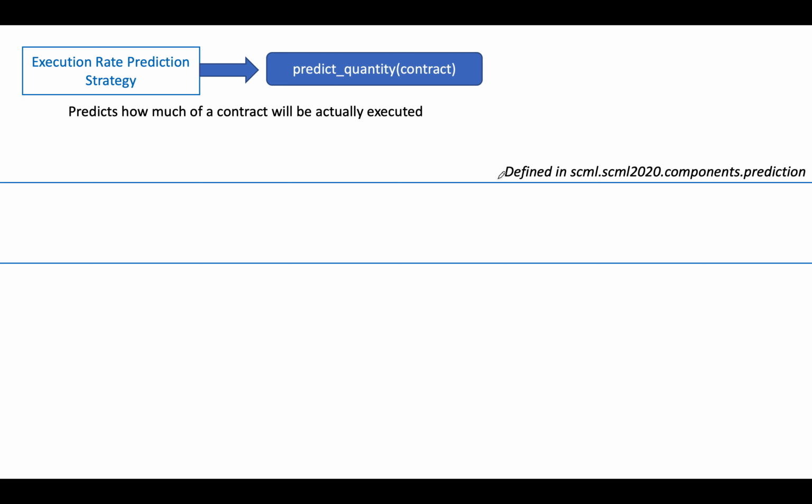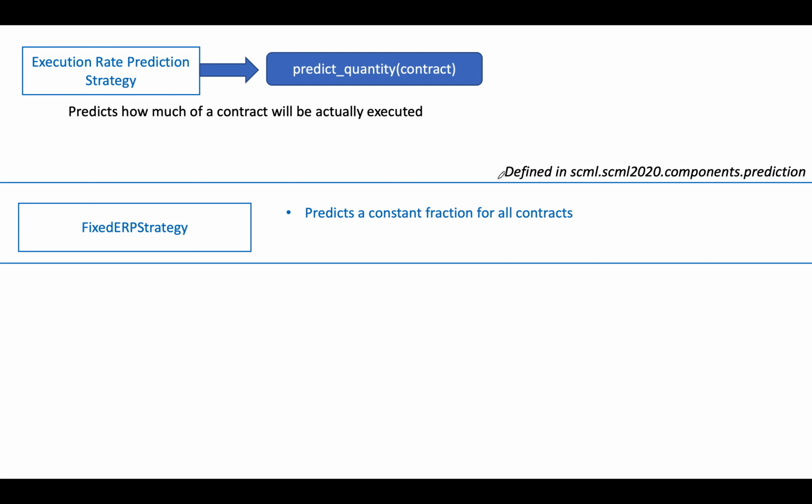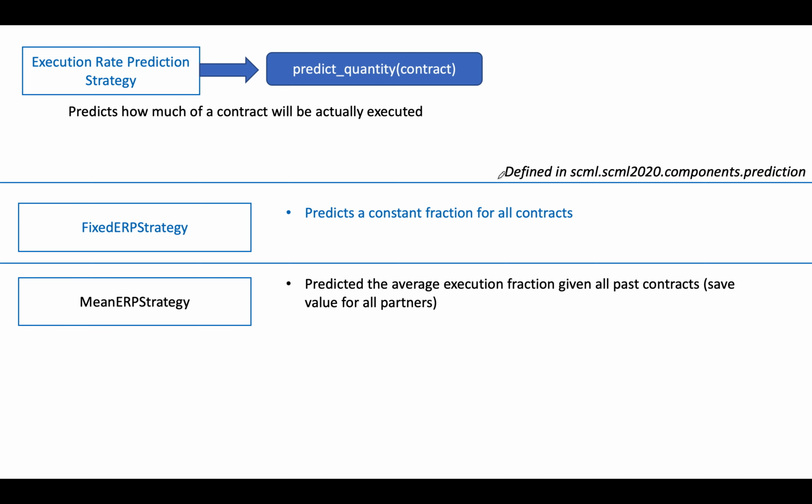We have 2 execution rate prediction strategies, ERPS for short. One is fixed, it just predicts 0.5. Everything will be executed by 0.5. Half of all contracts will not be executed. And the second one is mean prediction. So it simply predicts the average execution fractions that happened in this world simulation online. Again, it has some prior, which is 0.5, just everything will be executed by half, and then it updates that based on what's happening.